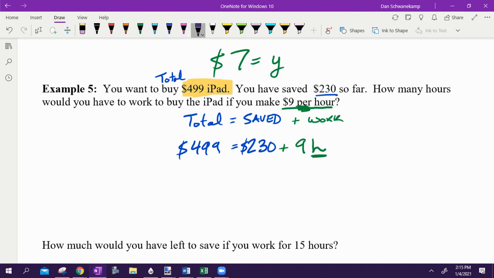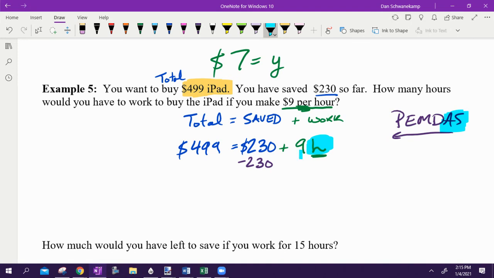So I'm going to solve here. The first thing I'm going to do is subtract. We haven't done this yet. I brought this up at the very beginning, and I just haven't had an example like this. When we're solving, we're getting h by itself. We want to add or subtract first. So the first thing we're going to do is subtract this 230 because it's being added on.